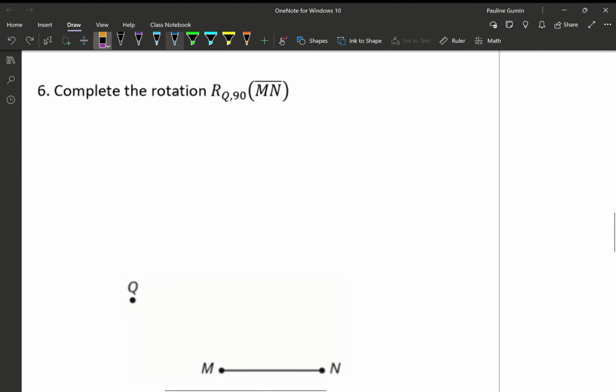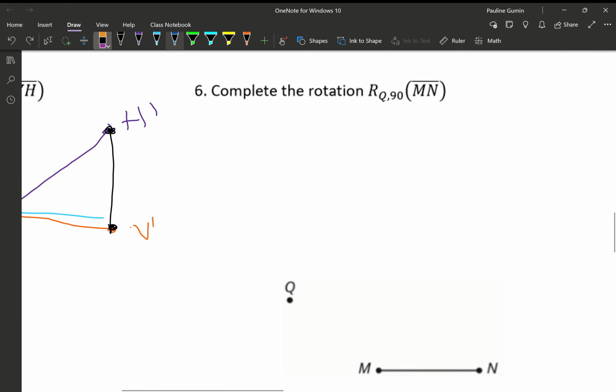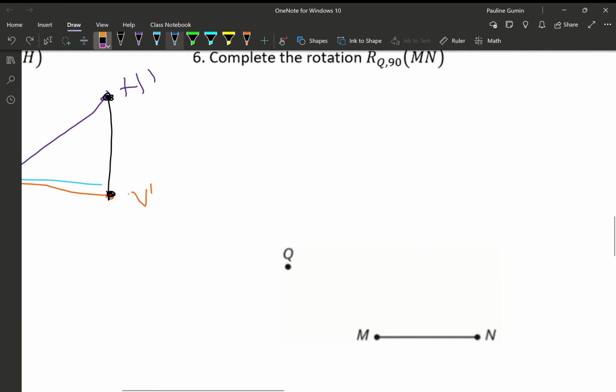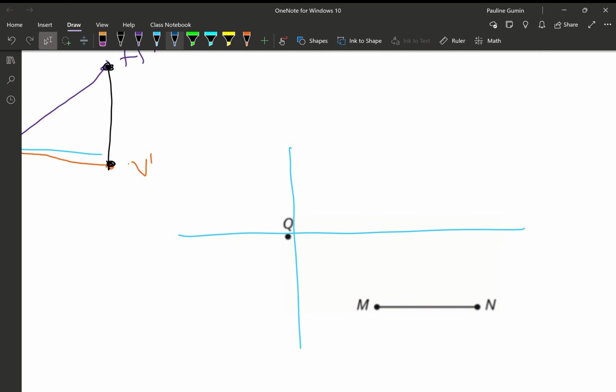Number 6, let's rotate MN 90 degrees over Q. It's a positive 90. That means we're going counterclockwise. Okay. So 90 degrees means L shape. So there's my L shape for M. And then here's my L shape for N.